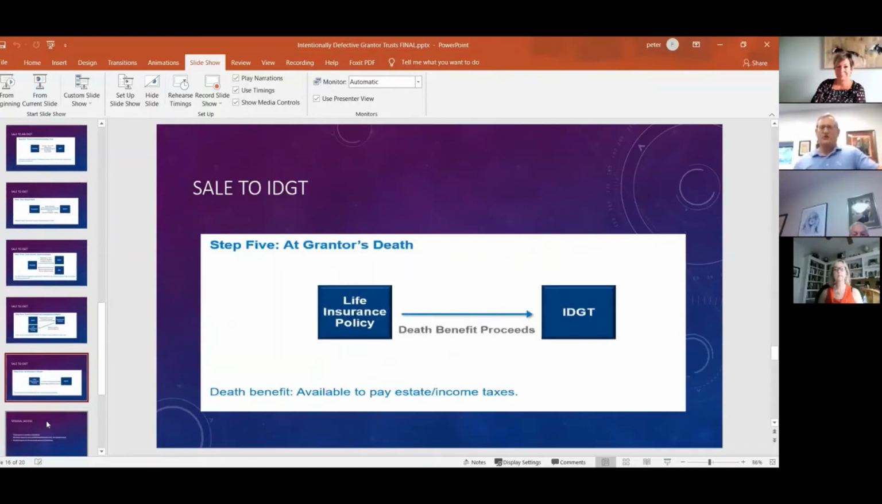So again, at the grantor's death, the life insurance proceeds will flow into the trust and then out to the beneficiaries, depending upon the wording that the grantor used in the trust. So if there's spendthrift provisions for some of the beneficiaries, all of that will be incorporated into the trust.